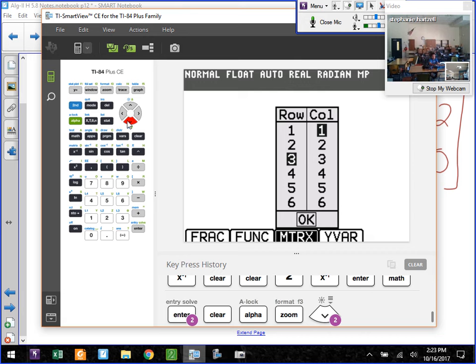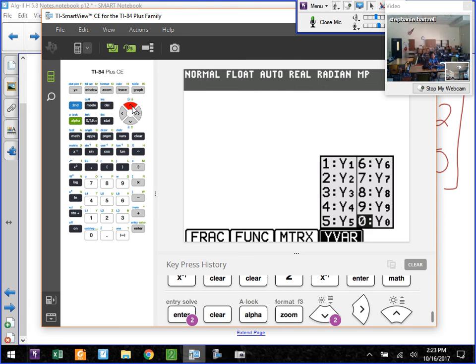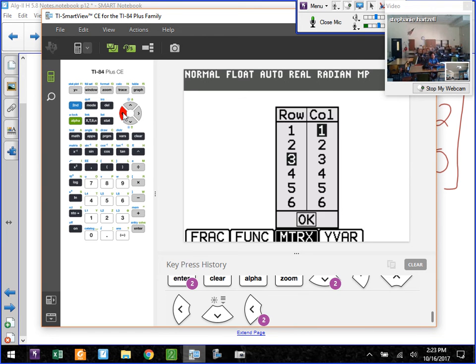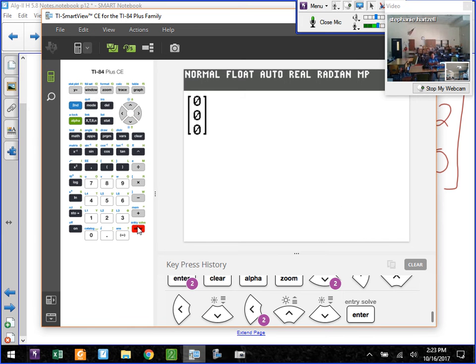alpha zoom, and then you might have to move it over left and right to get to it. So that's what a 3x1 matrix would look like. It'll tell me, hey, that's what that is. But anyway, we go back to do this again.